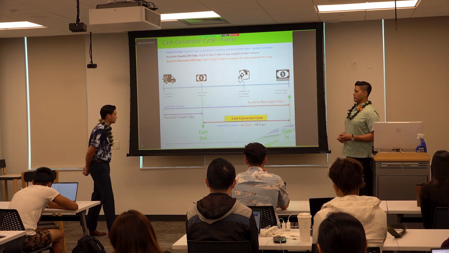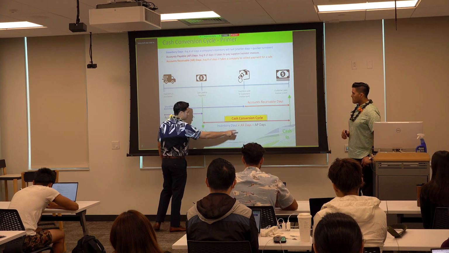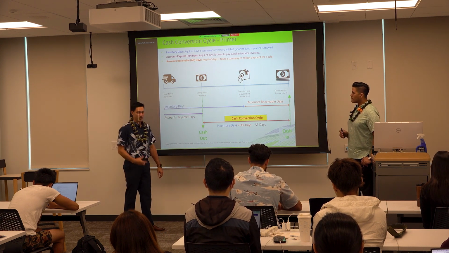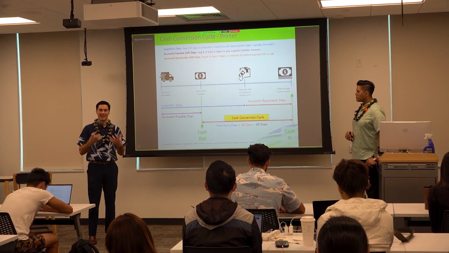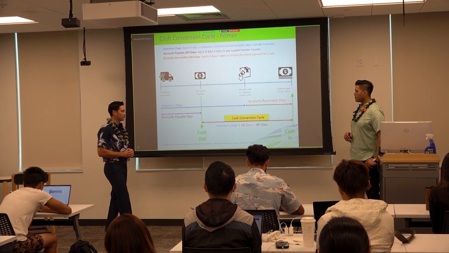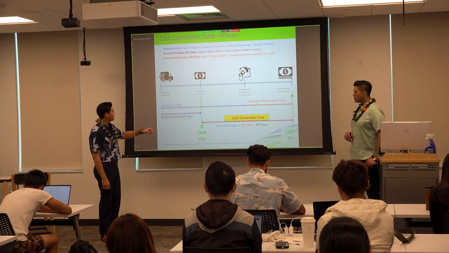The formula is down here. Inventory days plus your AR days minus your AP days. That's going to give you a certain number of days, and that is your cash conversion cycle, literally how many days it takes you to turn your sale into cash.